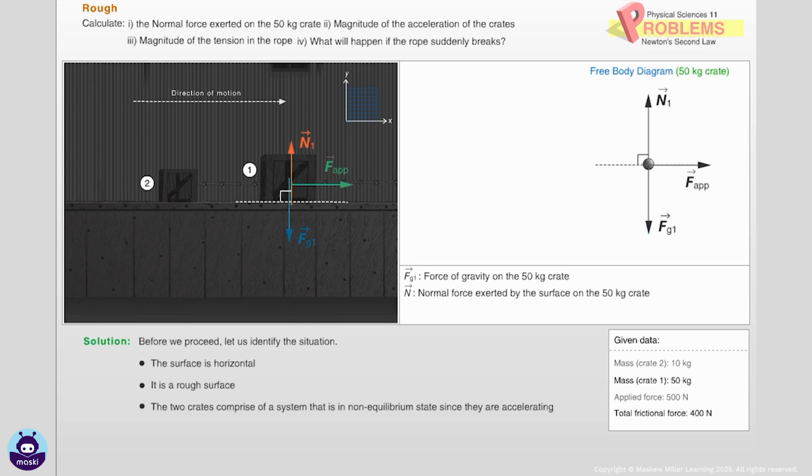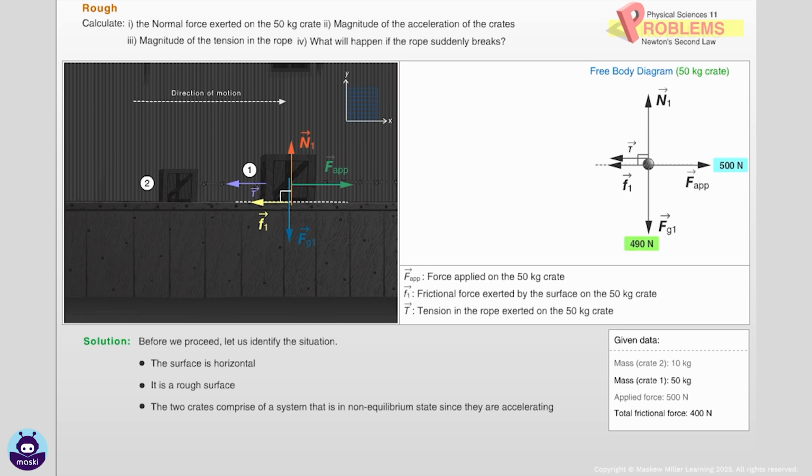A force F applied is applied on the 50 kilogram crate towards the right. A frictional force acts in the opposite direction. There is also the tension in the rope. That completes our free body diagram for the 50 kilogram crate.